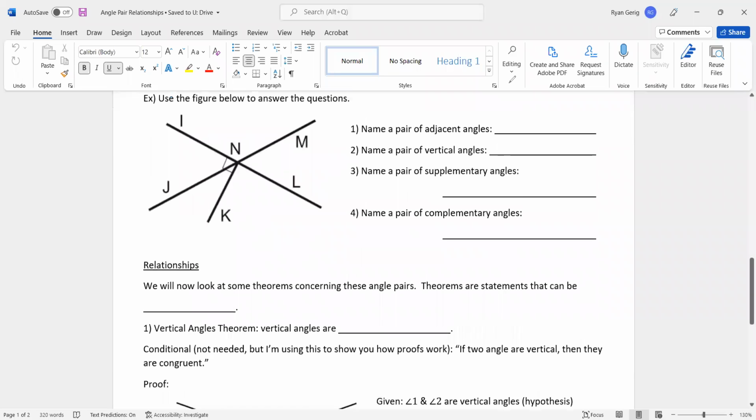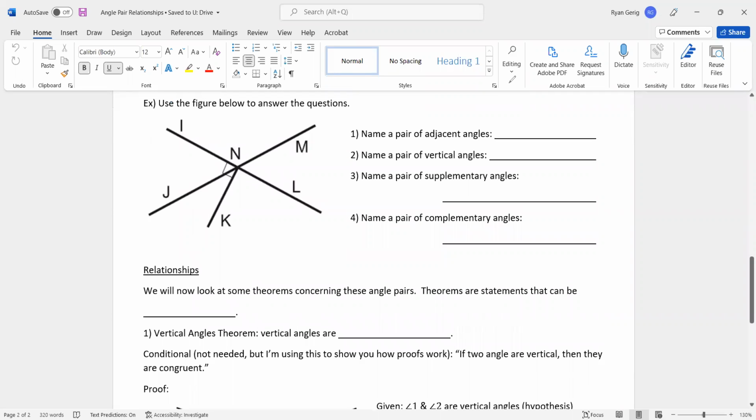Another example, a little more tricky. Name a pair of adjacent angles. There's lots of them, right? So any two angles that are next to each other. So I'll just say M and L. Notice I'm putting the angle symbol in there. M and L and L and K are adjacent angles, but there's lots.